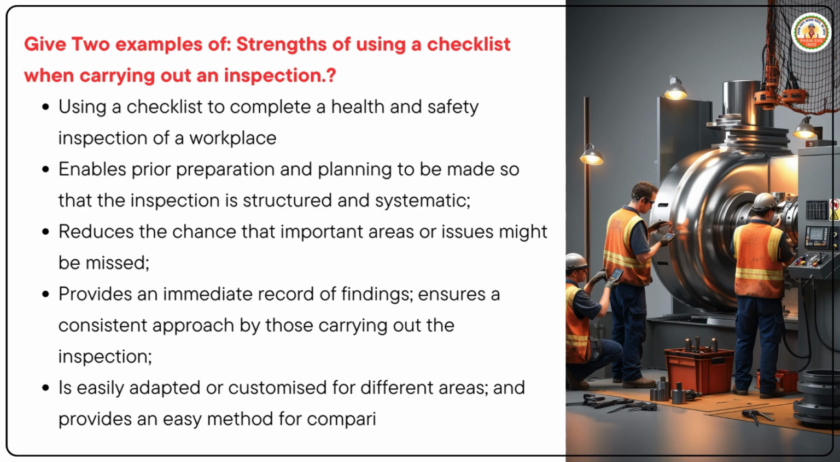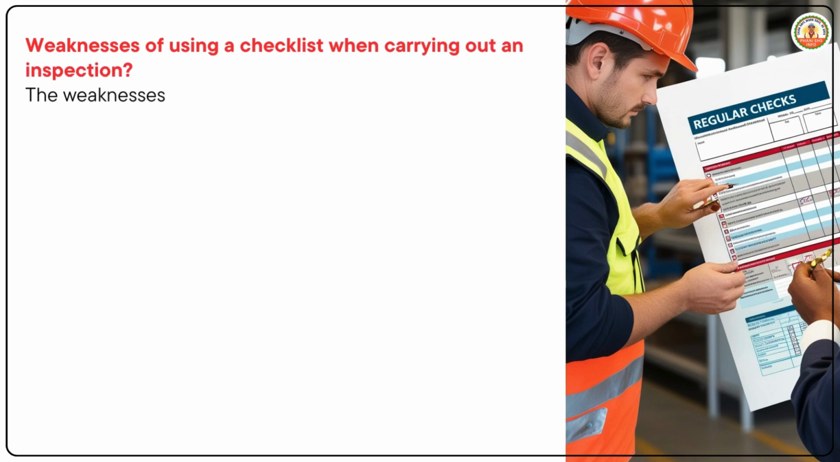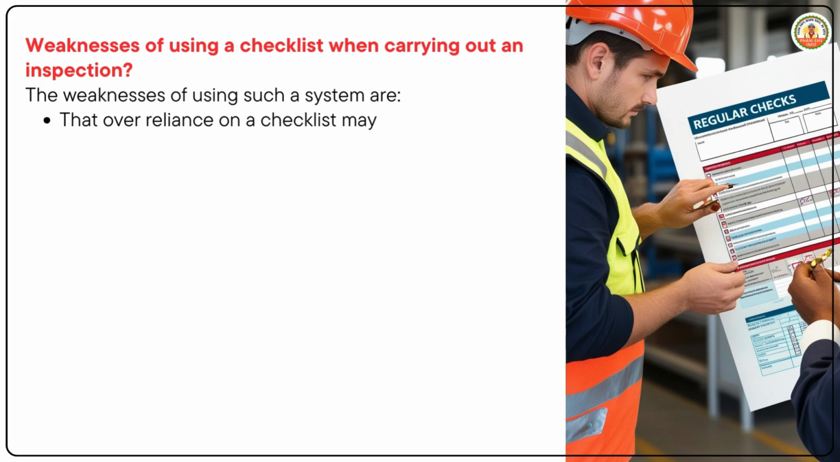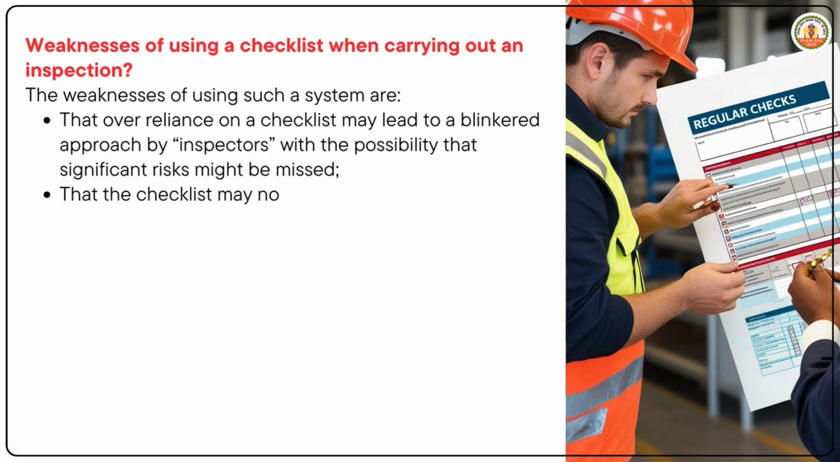Weaknesses of using a checklist when carrying out an inspection. The weaknesses of using such a system are that over-reliance on a checklist may lead to a blinkered approach by inspectors with the possibility that significant risks might be missed. That the checklist may not be reviewed and updated to account for changes to work processes or equipment.